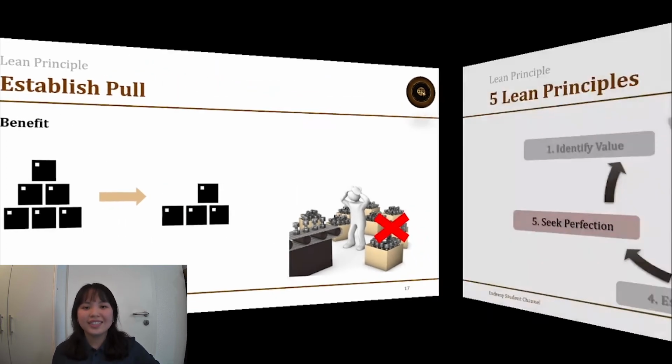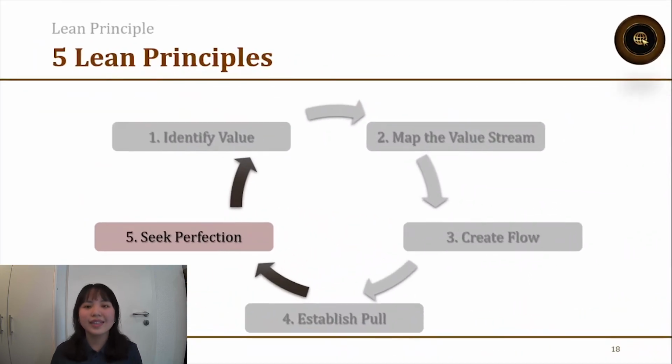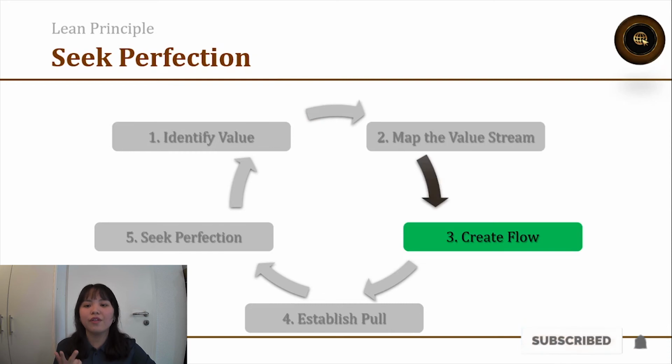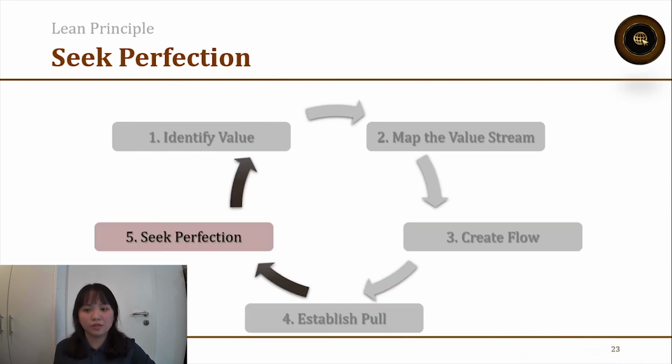The last step is seeking perfection. This step is very important. So after we conduct the first to the fourth step, seeking perfection means doing lean thinking and continuously improving the process. So this step might lead you to a little better process each and every day. This can be done by repeating the 4 steps in the beginning: identifying value, mapping value stream, creating flow, establishing pull, and back to seeking perfection.